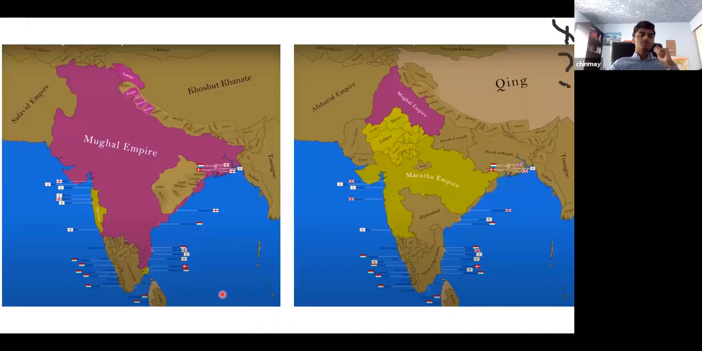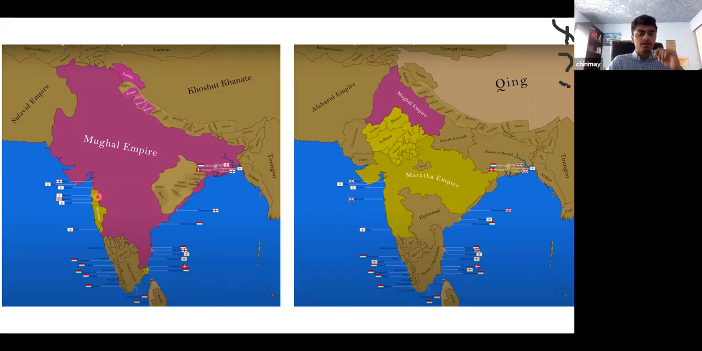So what we have to remember is how Chhatrapati Shivaji forged an entire empire that spread all across the south. But after Shivaji, when we had Sambhaji and Rajaram and eventually Shahu, they lost a lot of territories because the Mughal Empire got more aggressive.